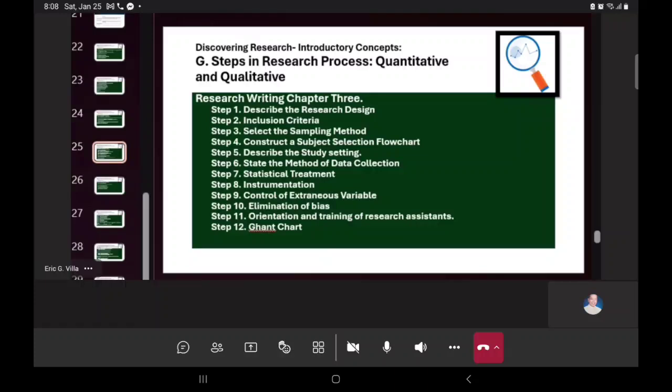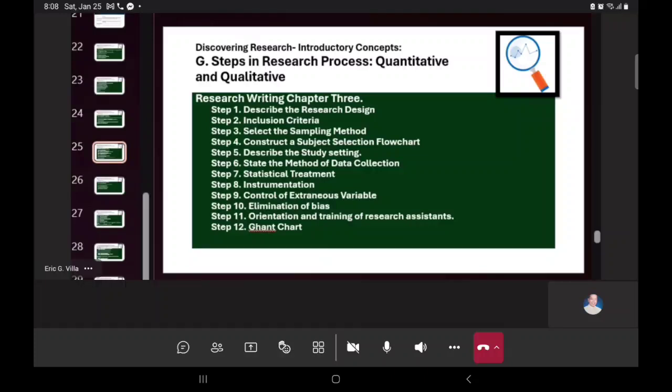Next is implementation. This implementation management is seen in steps 11 to 12. This is the final phase, wherein it focuses on practical execution.